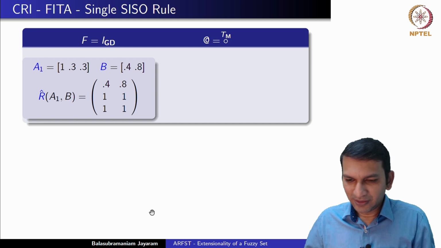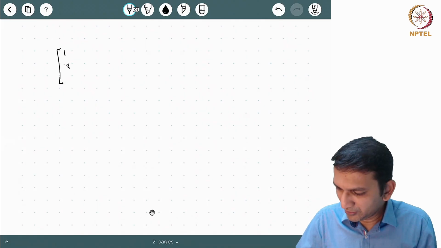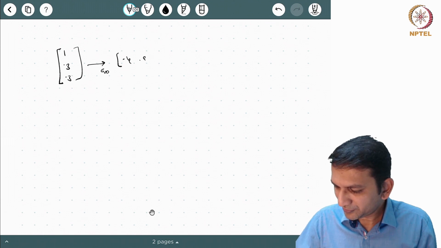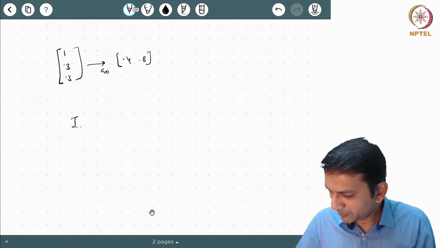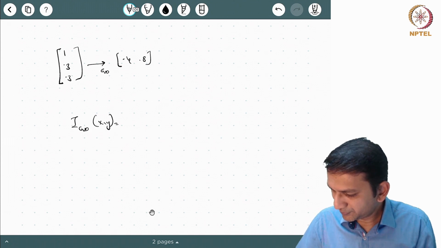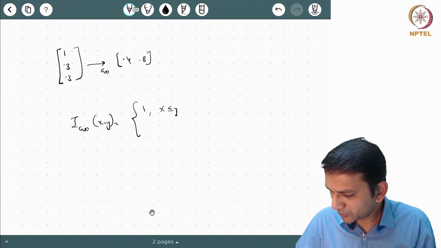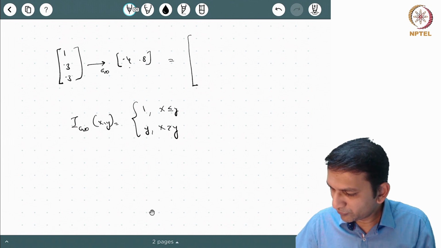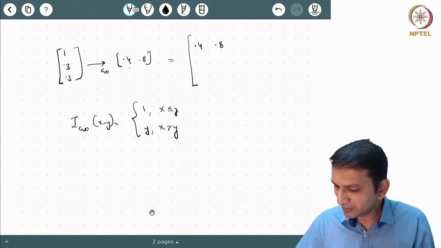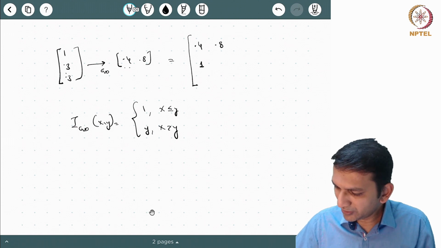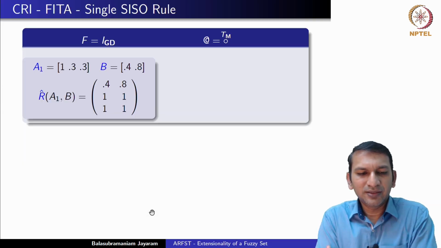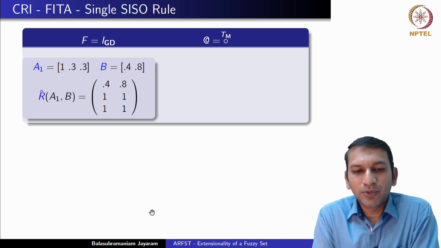So quickly, how do we do this? We have this 1, 0.3, 0.3, use the Gödel implication, 0.4, 0.8. Please recall the Gödel implication is this: 1 if x is less than or equal to y, and y if x is greater than y. So 1 implies 0.4 gives 0.4, because it is a residual implication. 0.3 is smaller than 0.4, which means 1; 0.3 is smaller than 0.8, 1. So you get this. So you see here, that's how we have got the relation from the rule.